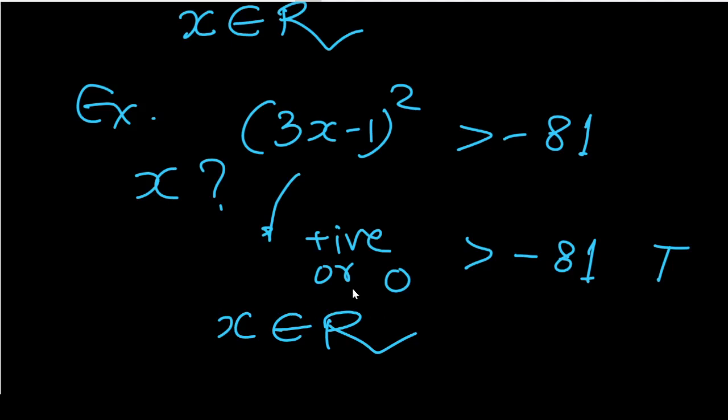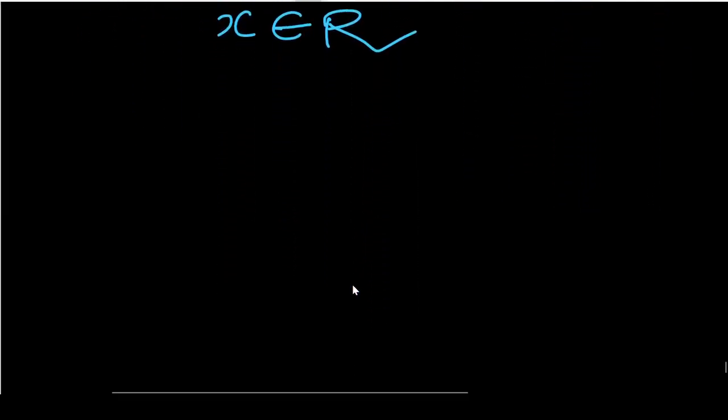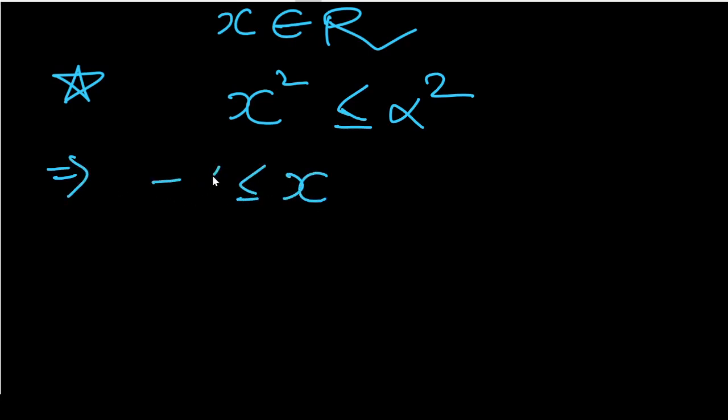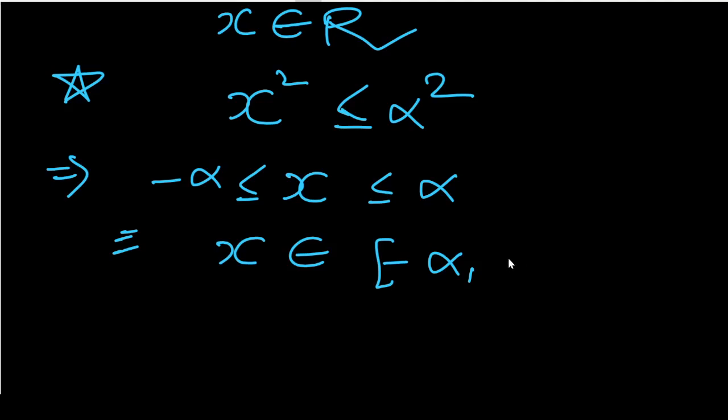So guys, now moving on to the next thing. In the similar way, the way we derived x square greater than, if you take x square less than or equal to alpha square, if you take factors and use the number line and so on, you will get that x is from minus alpha to plus alpha. Equivalently, x belongs to minus alpha to plus alpha, guys.